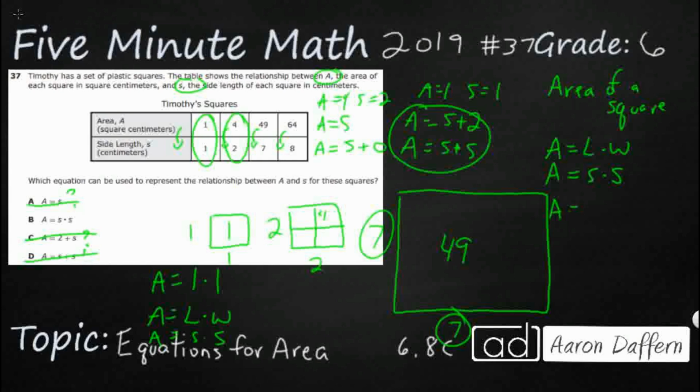A equals S squared. Now, using that exponent there, this S squared actually simply means side times side. This doesn't mean S times 2. This means side times itself. So that equals side times itself, or side times side. So our answer is B.